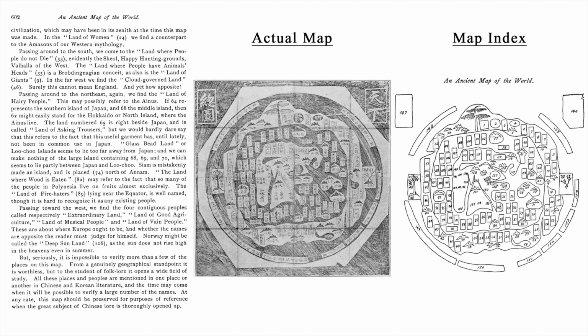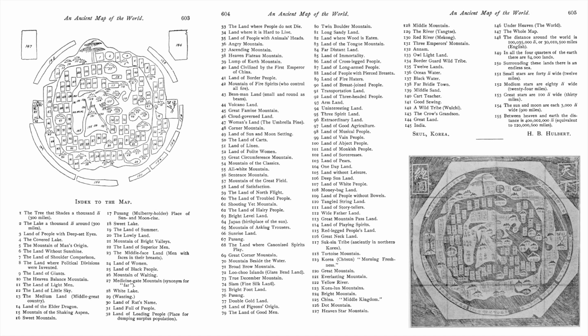Norway might be called the Deep Sunland, as the sun does not rise high in the heavens even in the summer. But, seriously, it is impossible to verify more than a few of the places on this map. From a genuinely geographical standpoint, it is worthless, but to the student of folklore it opens a wide field of study. All these places and peoples are mentioned in one place or another in the Chinese and Korean literature, and the time may come when it will be possible to verify a large number of the names. At any rate, this map should be preserved for purposes of reference when the great subject of Chinese lore is thoroughly opened up. And you'll see the list of everything here.